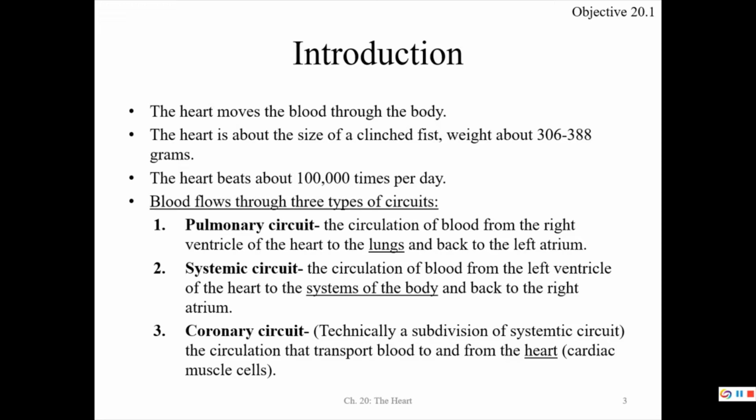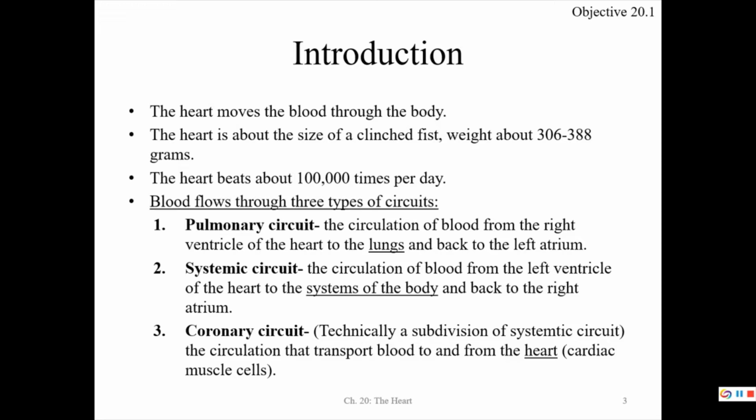It's about the size of your clenched fist, and it weighs on average around 306 to 388 grams. I can tell you that a weight in that range would be normal. When my brother passed away, his heart was 506 grams, so very large, cardiomegaly. It beats around 100,000 times a day.